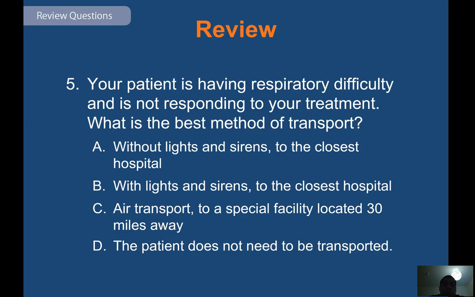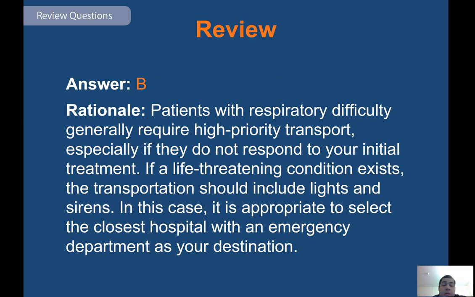Your patient is having respiratory difficulty and is not responding to your treatment. What is the best method of transport? If the patient is having issues breathing and they're not responding to your treatment, EMTs, you are limited on what you could do for a patient. So B, patients with high respiratory difficulty generally require high priority transport, especially if they do not respond to your initial treatment. If a life-threatening condition exists, transportation should include lights and sirens.